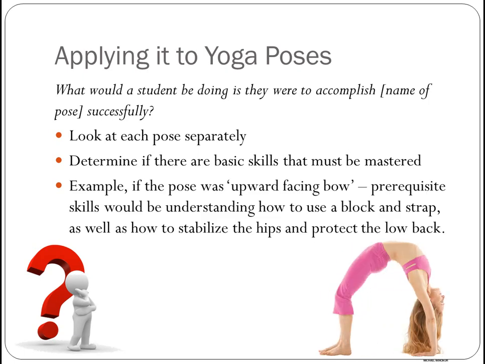For example, if upward-facing bow was a pose in your class, understanding how to use a block or a strap may be a prerequisite skill, as well as understanding how to stabilize the hips, which protects the low back. Now, these are probably things that you would already include in your instruction. They may even be a modification that you include.